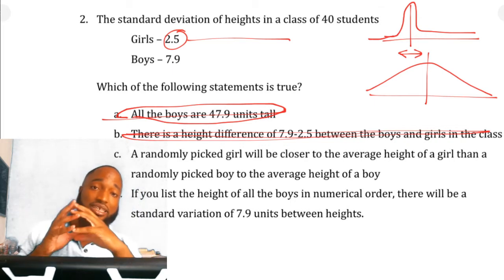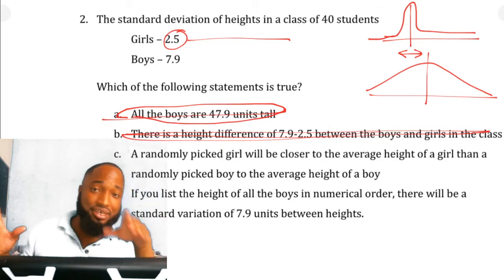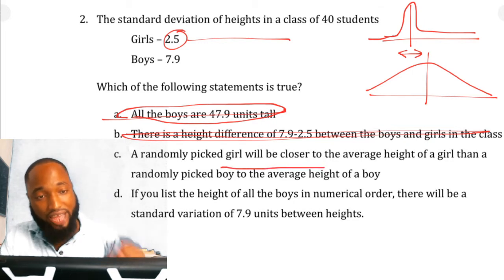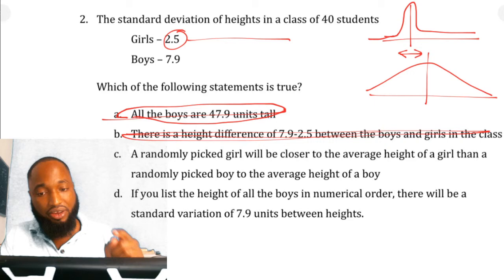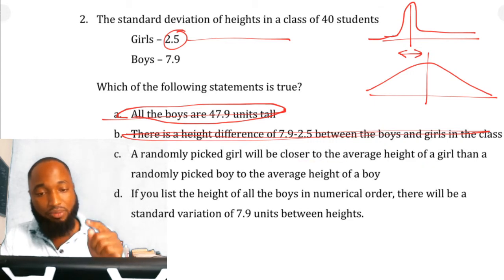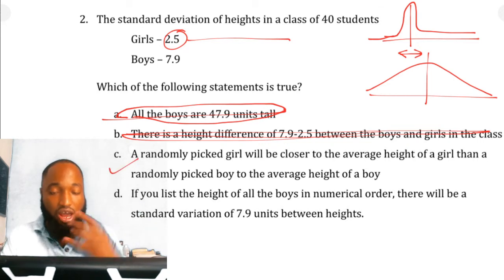Standard deviation explains the spread in relation to the average, the mean. So a randomly picked girl will be closer to the average height of the girls than a randomly picked boy to the average height of the boys. Perfect sense. Sit down and marinate on that.